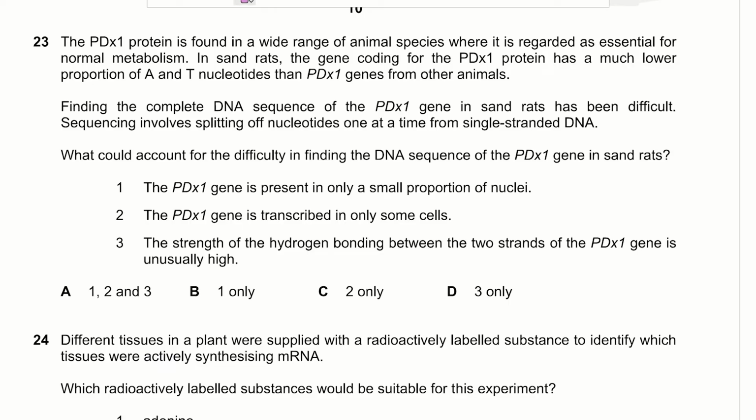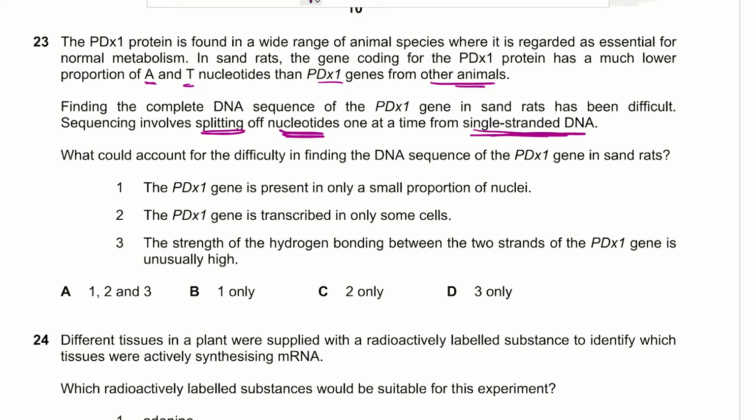Question number 23. The PDX1 protein is found in a wide range of animal species where it is regarded as essential for normal metabolism. In sand rats, the gene coding for the PDX1 protein has a much lower proportion of adenine and thymine nucleotides than PDX1 genes from other animals. Finding the complete DNA sequence of the PDX1 gene in the sand rats has been difficult. Sequencing involves splitting off nucleotides one at a time from single-stranded DNA.